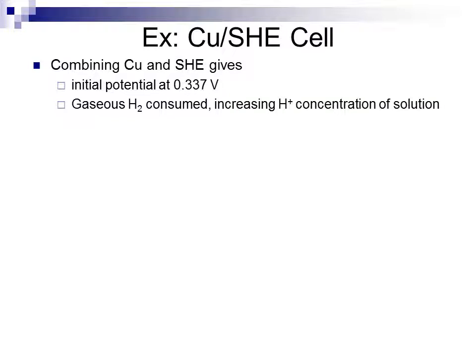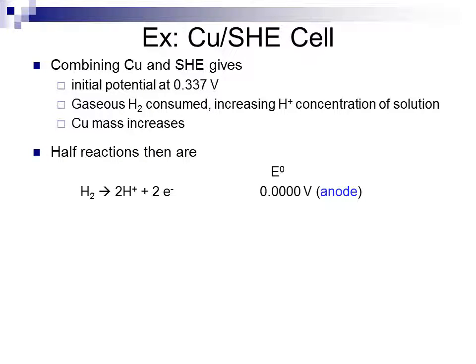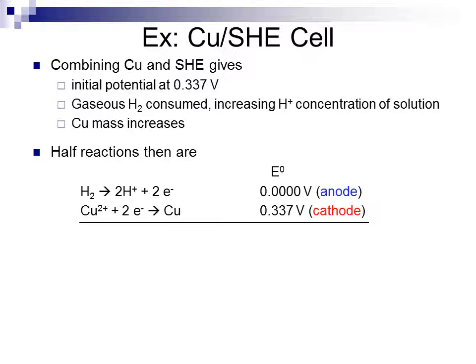Looking at the copper SHE cell, combining copper and SHE gives an initial potential of 0.337 volts. Gaseous hydrogen is consumed, increasing the hydrogen ion concentration. The mass of the copper increases. The half reactions are that hydrogen gas produces hydrogen ion with an assigned voltage of 0. Copper is reduced from copper 2 ion to copper metal with an assigned voltage of 0.337 volts. The total voltage is 0.337 volts as observed, with all of the voltage assigned to the cathode in this case, which is copper.